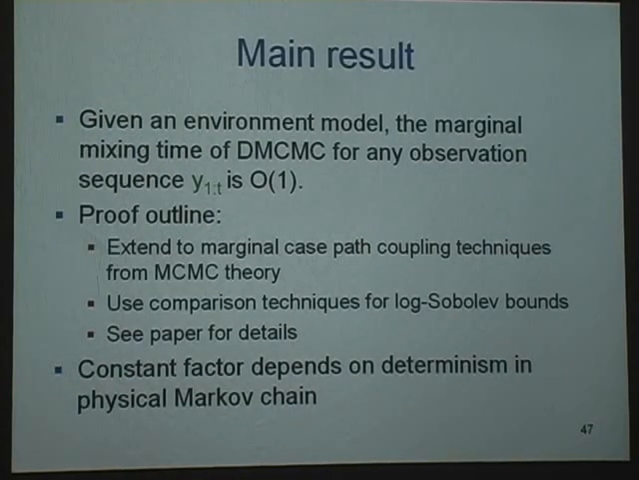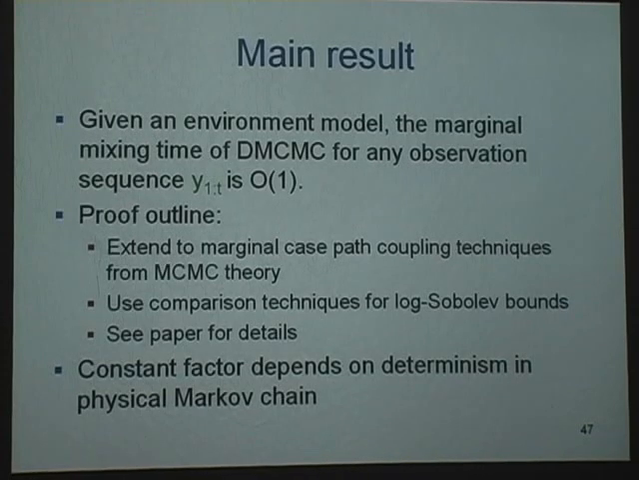And given this definition, the main result that we were able to show is that for a particular environment model, the marginal mixing time of decayed MCMC for any observation sequence is O(1), where in particular it can be bounded independently of the length of the observation sequence. So that's what we want. We don't want it to be growing with t in that case. And I won't go into the details of the proof, but it involves extending to this marginal case various techniques from MCMC theory, such as path coupling and log Sobolev bounds.